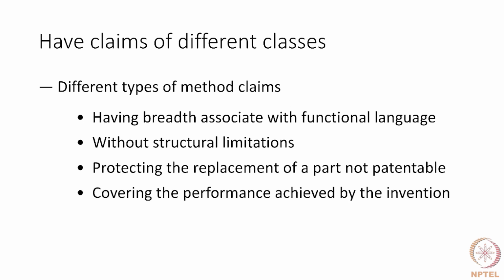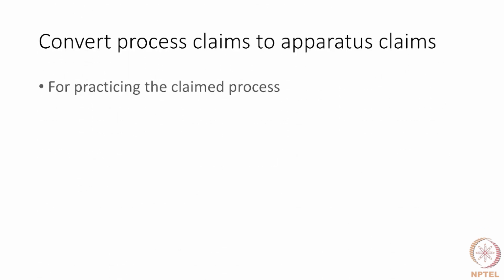Covering the performance achieved by the invention. What is the output? What is the performance? You could also cover that. Now, there is an easy way to convert a process claim into an apparatus claim. So if you draft the process claim first, it's quite easy to convert a process claim into an apparatus claim.